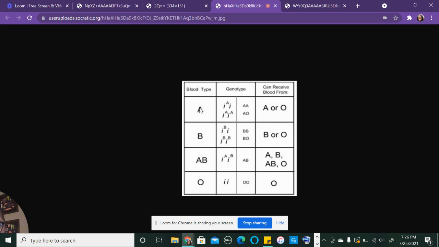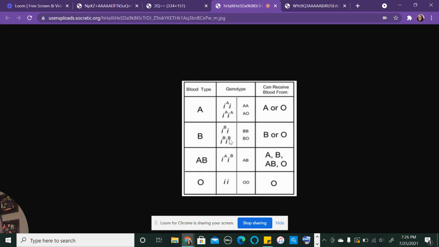In type A, you can either have a capital A with a lowercase i, or two capital A's. For B type blood, you can see again, same pattern. You can have B type blood with a capital B and a lowercase i, or both capital B's.